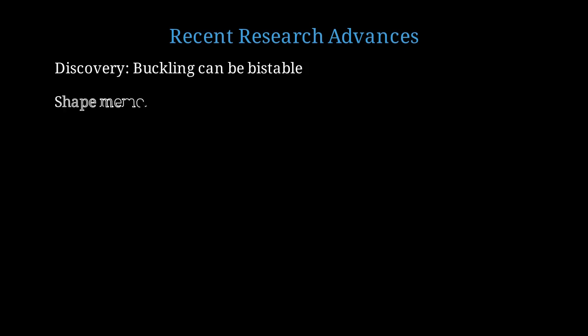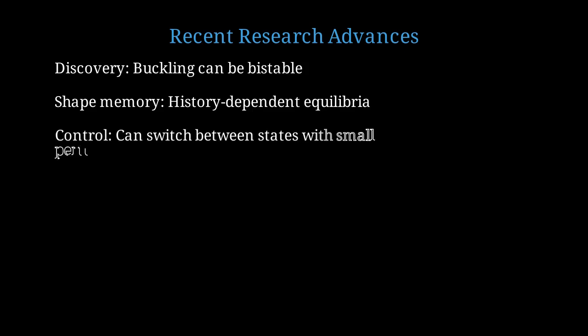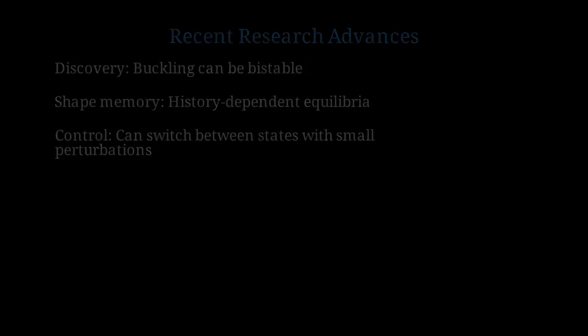Recent research has uncovered even more subtle aspects of this paradox. One discovery is that buckling can be bistable. Multiple stable states can exist at the same pressure. This leads to shape memory effects, where the equilibrium shape depends on the loading history. Fascinatingly, you can switch between these states with small perturbations, opening possibilities for controlled shape changes.